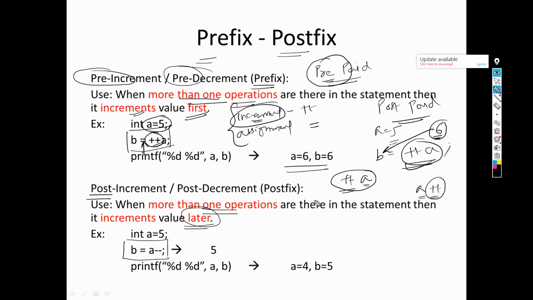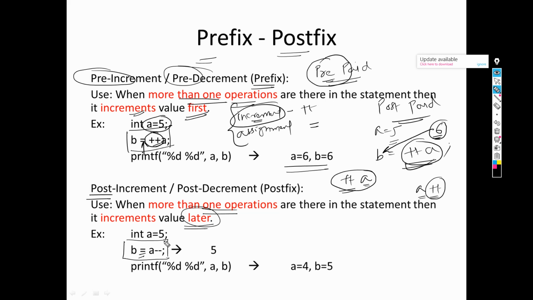So what will happen in this case? Assignment is one operation to be performed and decrement is another operation to be performed. But what we need to do, the decrement or increment operation is to be performed later on. It means that is to be done later on. So what should come first? So the remaining operation should come first. So here the remaining operation is assignment.